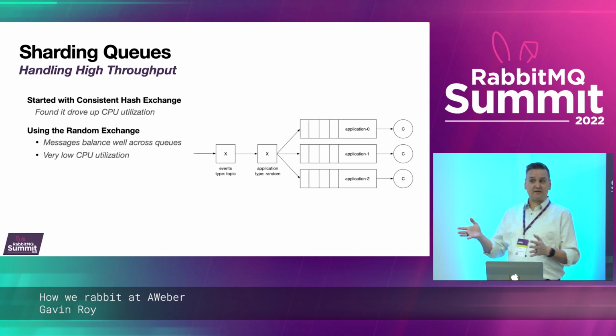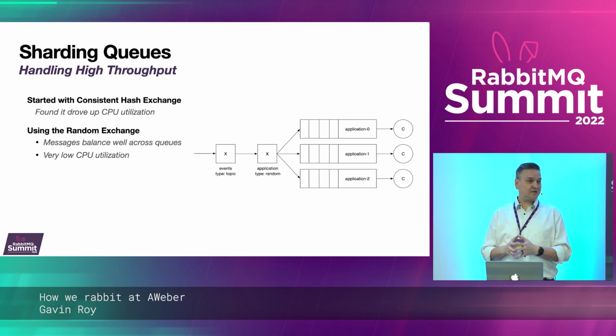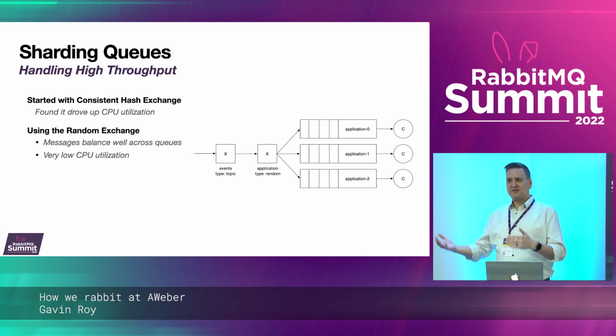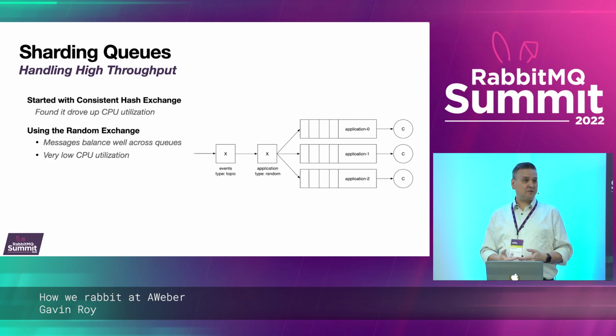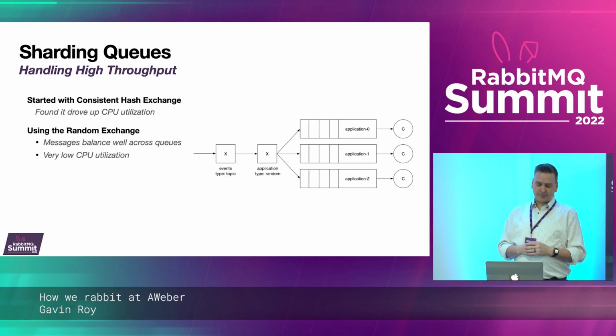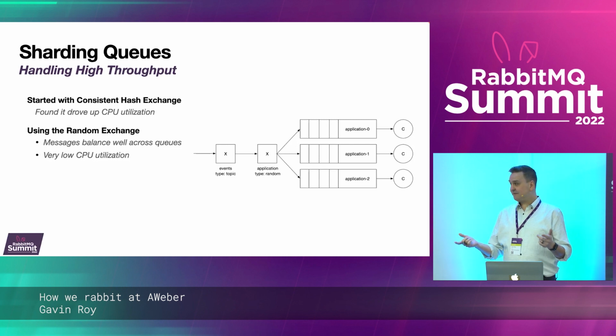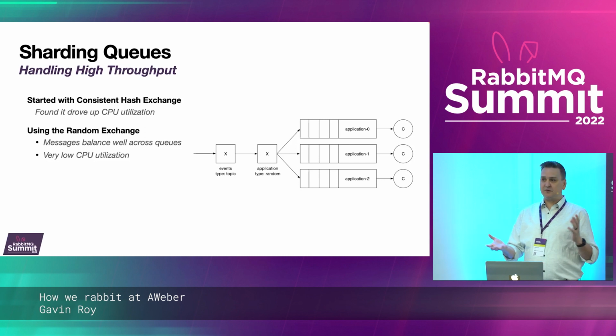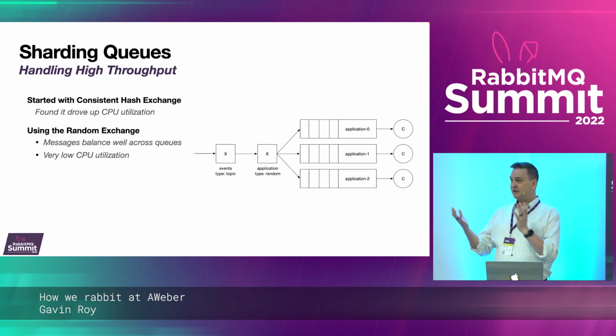So where we landed was using the random exchange. And even though it's the random exchange, we found that under load, it actually performs really well in providing great distribution that's pretty much even across all the queues that are bound to it. And the nice side effect of that is it uses very little CPU. So all of our CPU utilization is generally done in managing the message throughput on the individual queues.